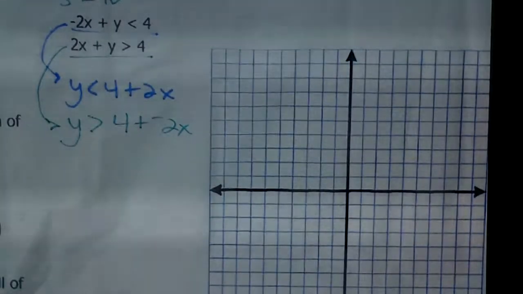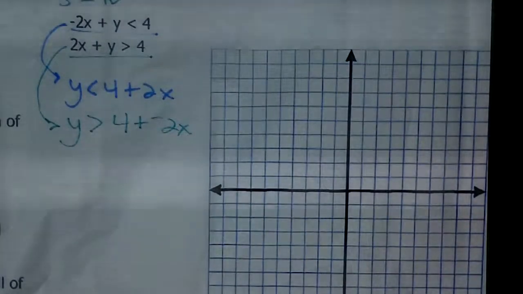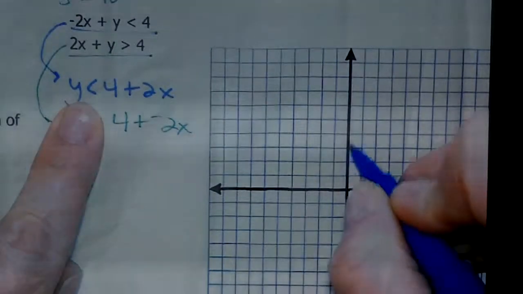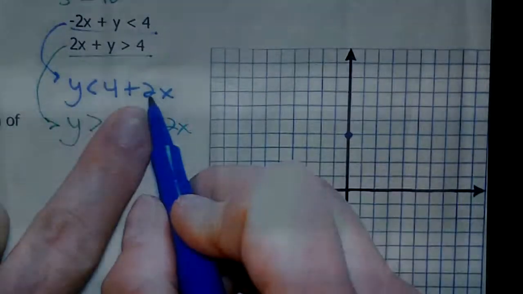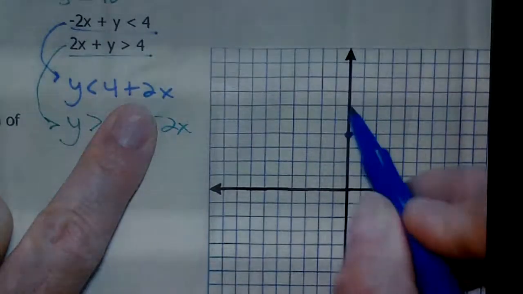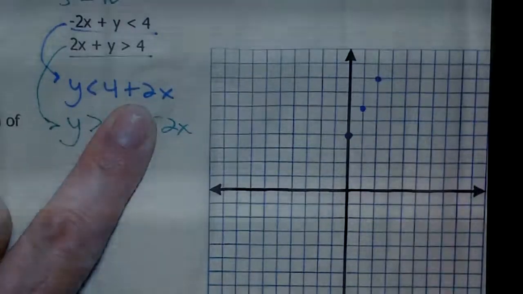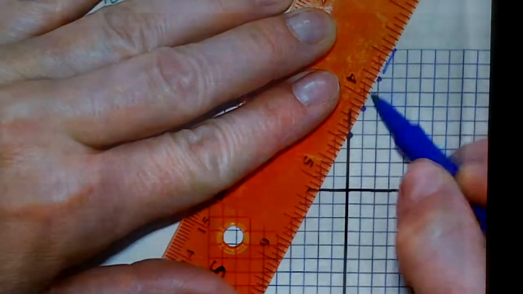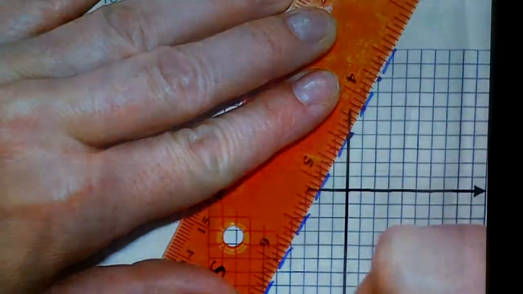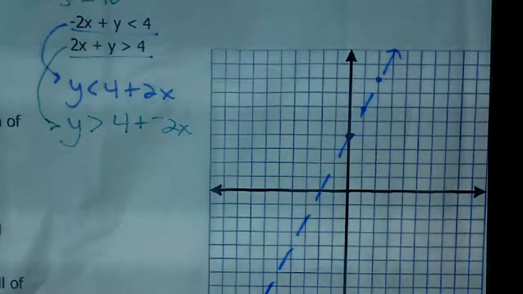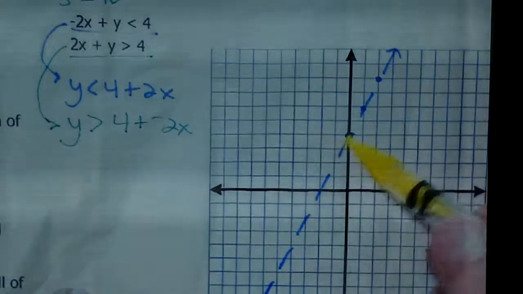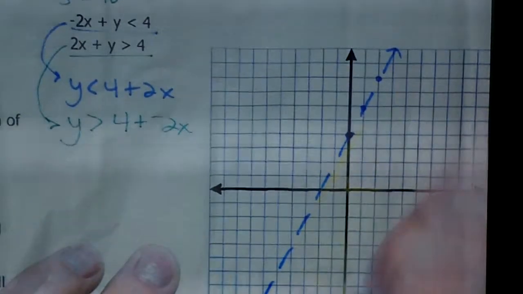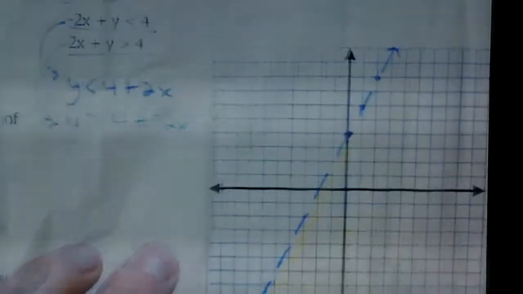All right, so let's graph them. They're in y equals mx plus b form. First one, y is less than 4 plus 2x. Y-intercept is 4. My slope is 2, and that means 2 over 1, so up 2, right 1, up 2, right 1. And it says that y is less than, that means it can't be equal to it, so I'm going to make a dashed line here. And if y is less than, that means that here's my y-intercept. I want to shade everything below that. So I'm going to start with the yellow. I'm going to shade this region here.